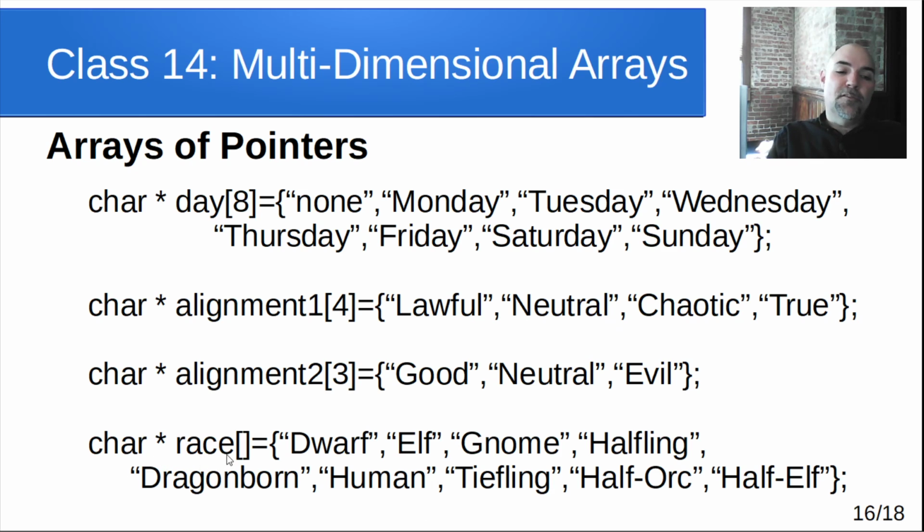And then we might also want to store the races. So we have dwarf, elf, gnome, halfling, dragonborn, human, tiefling, half-orc, and half-elf as our possible races. And notice that here I use this square bracket with nothing in there. That allows the compiler to size this array automatically for us as long as I initialize it here. So we're still going to end up with an array of character pointers that has 1, 2, 3, 4, 5, 6, 7, 8, 9 items in it. And by not putting the index inside there, I could add more of these later and not have to update my code.